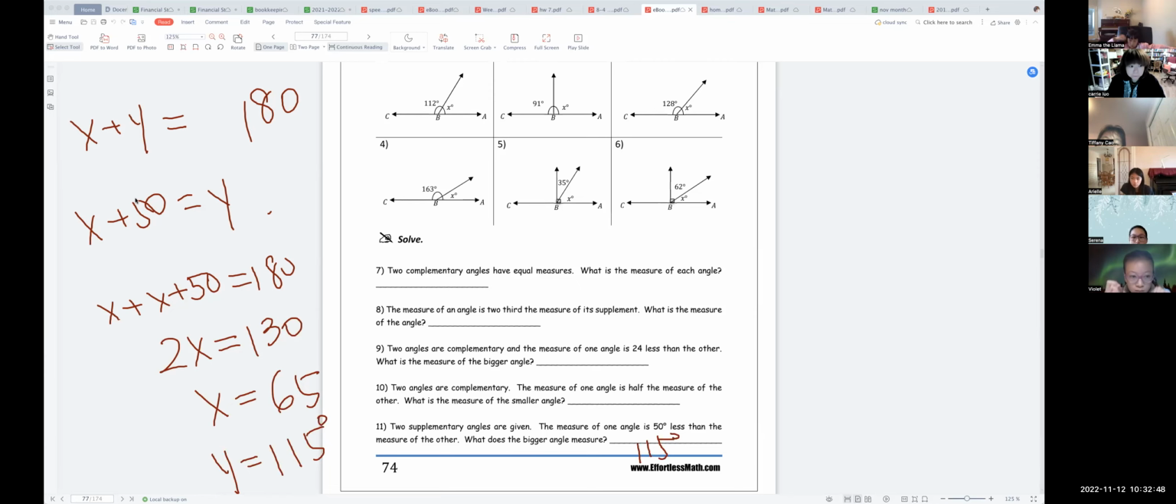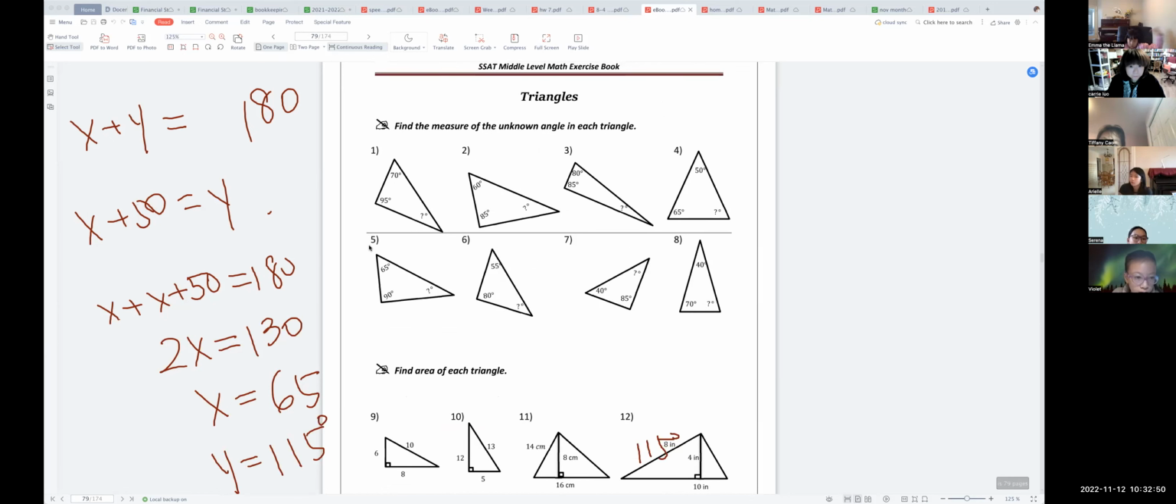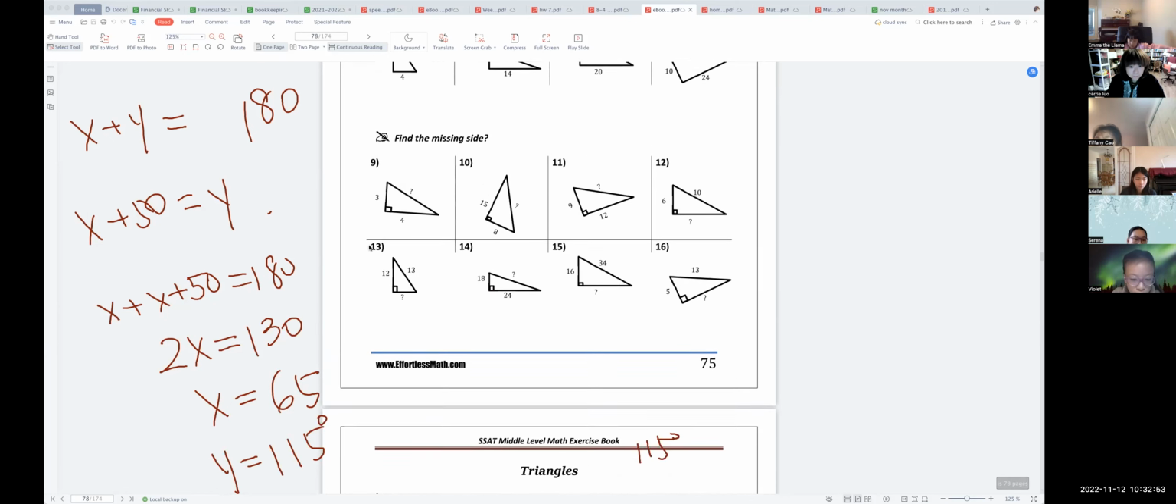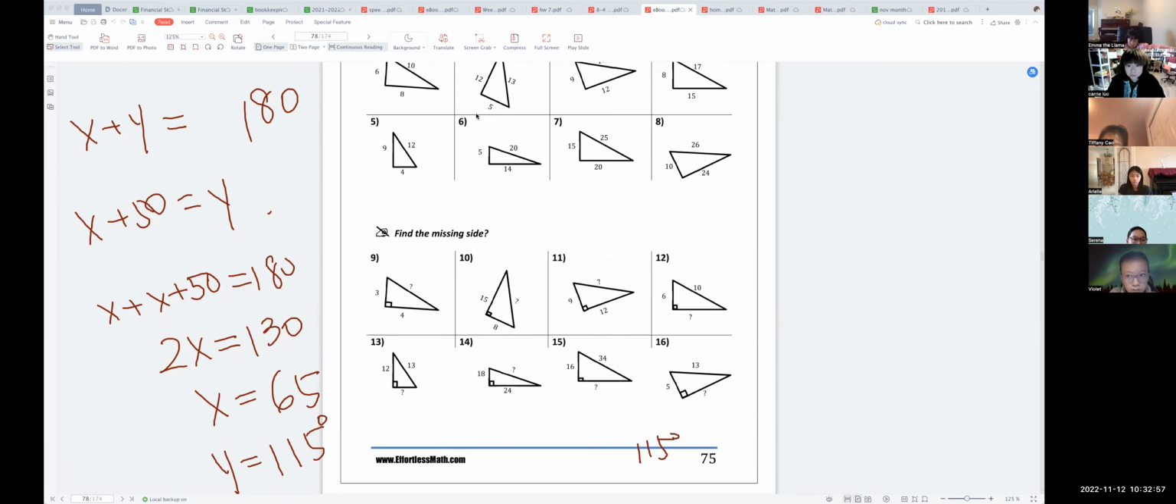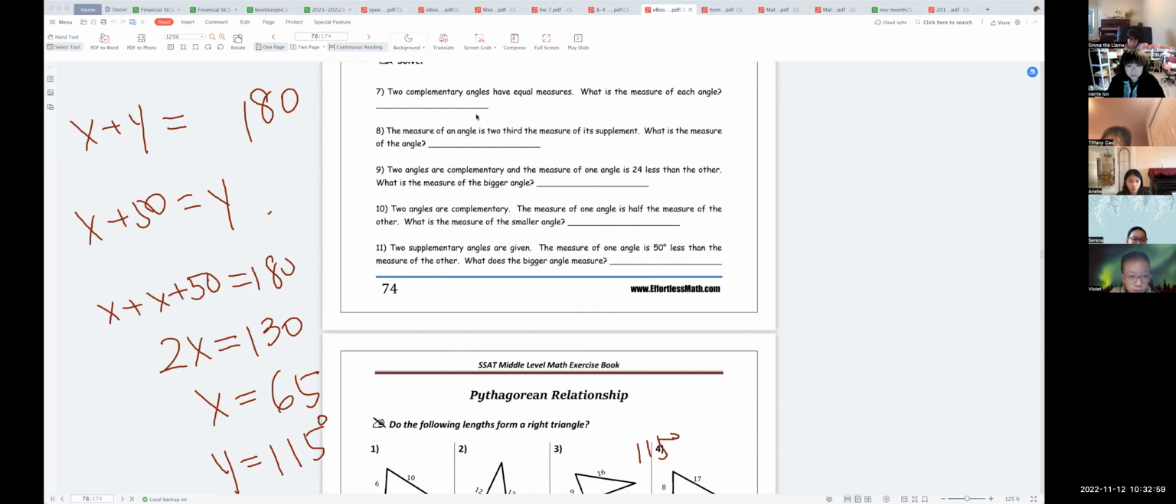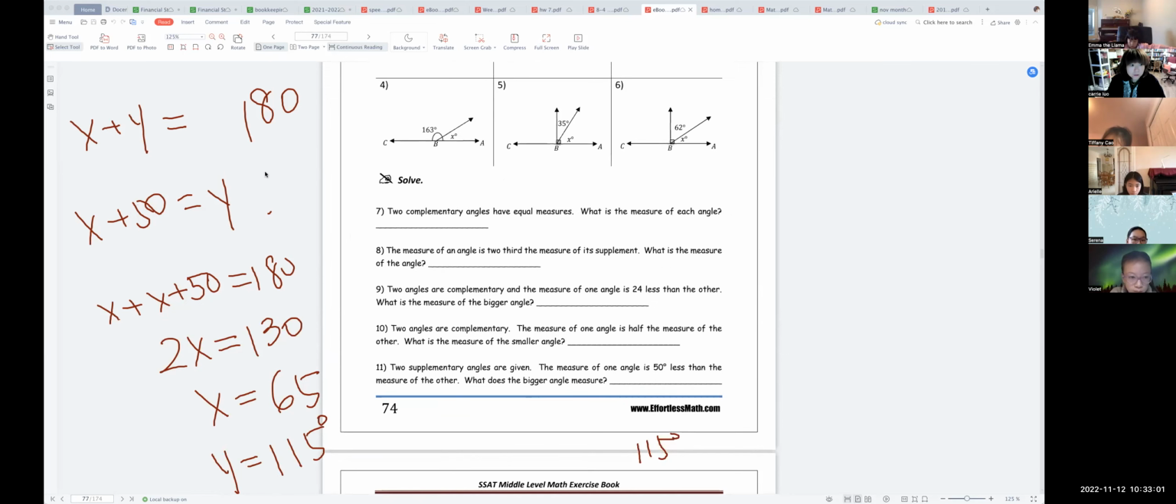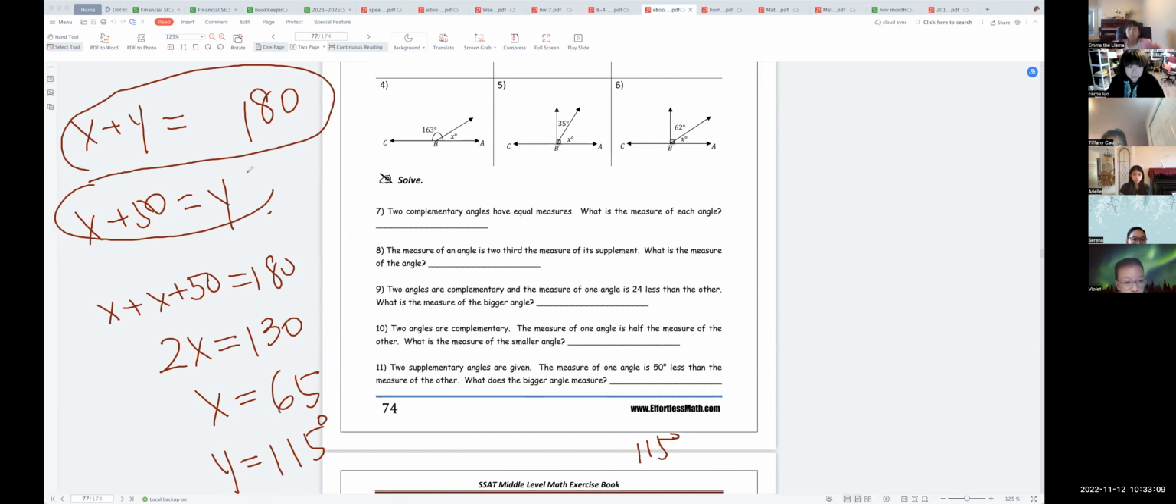Carrie, how come after x plus 50 equals y, you did x plus 50? Because x plus 50 equals y. Okay, so this is my first equation: x plus y equals 150, right? And I have the second equation, x plus 50 equals y. So I can replace y with x plus 50.